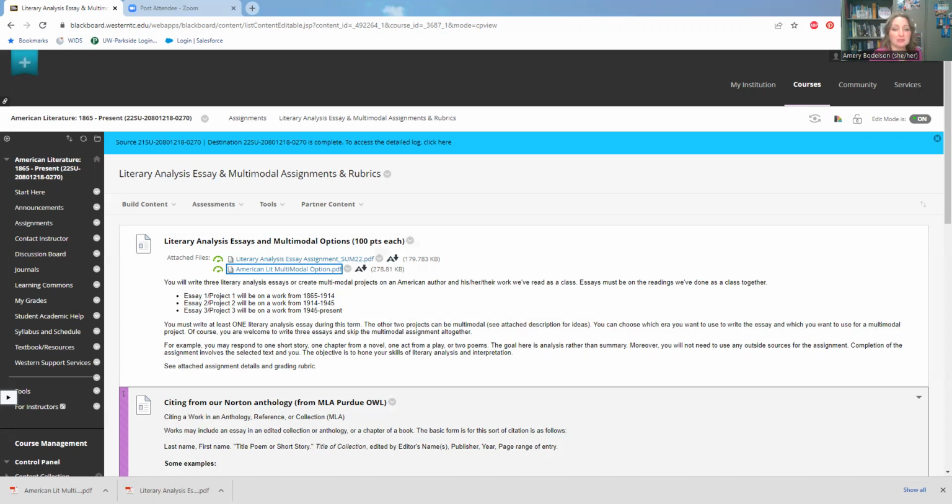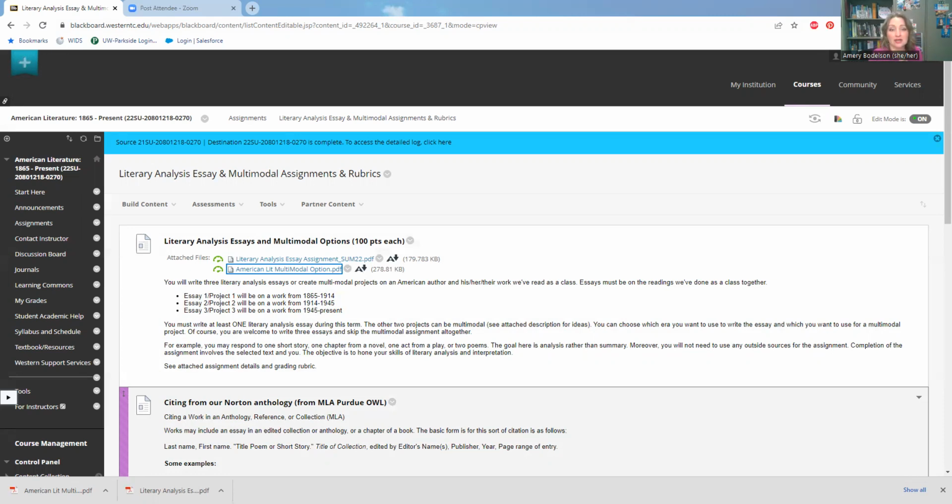If you do end up writing the literary analysis, we're looking for 3 typed double-spaced pages in MLA format. We're looking for some citations in each of your body paragraphs. So you're taking specific parts of the text, whether that's poems or a short story, and you're using it to help prove your thesis statement.